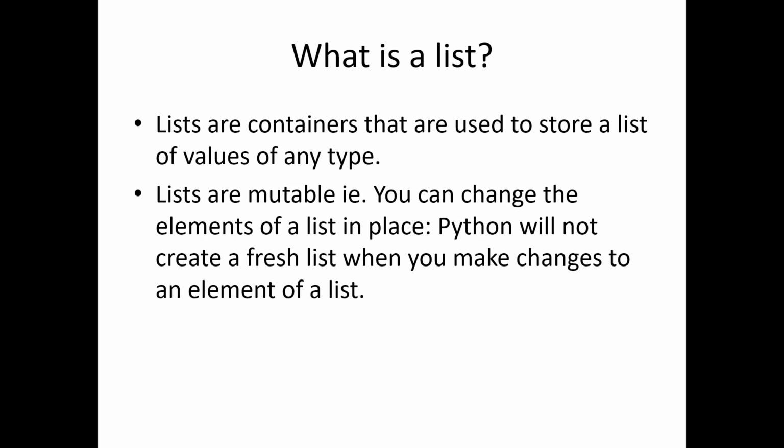So lists are represented using a square bracket. And they are mutable. That means you can change the elements of a list or you can delete the elements of a list as well. So Python will not create a fresh list when you make changes to the elements of a list. Now let's see how we actually create a list in Python.